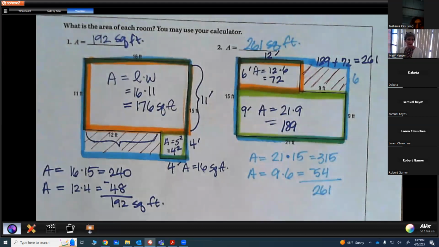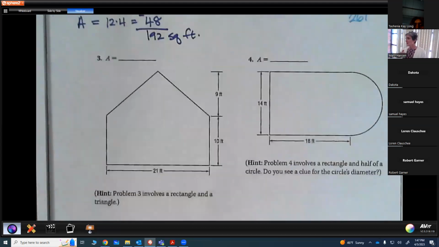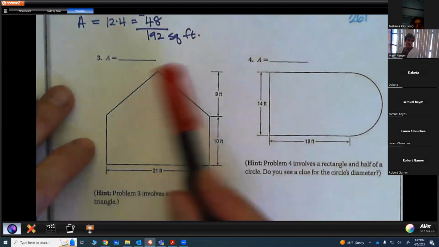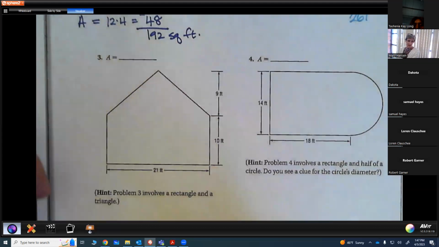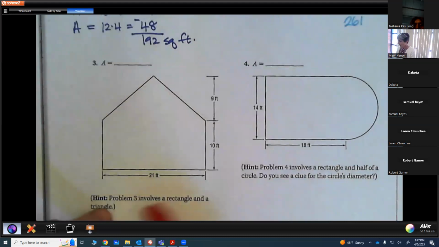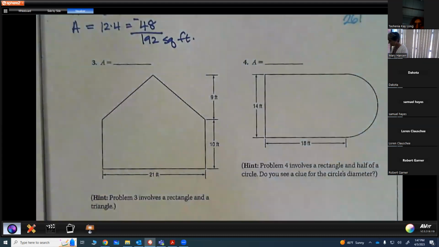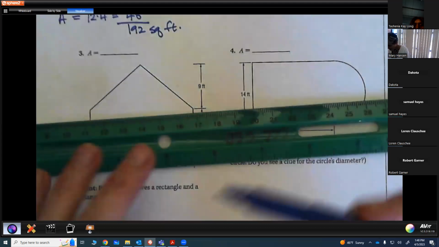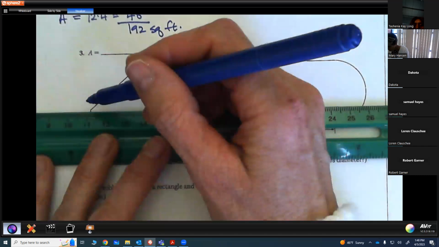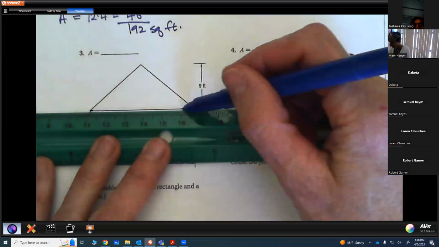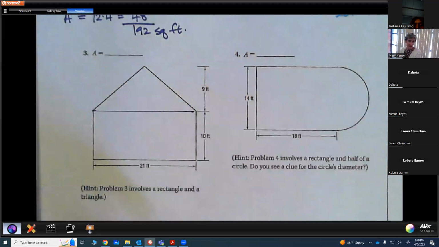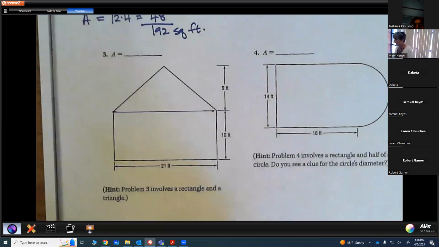Okay, well, 3 and 4 bring the challenge up a little bit. We've done mainly stuff with rectangles. And now we've got what looks like the front or back of maybe a house or a barn. They give us a hint. And hopefully you can see where the rectangle and the triangle are. Basically, we could take a ruler or just sketch it with your hand. And we have a rectangle with a triangle sitting on top.